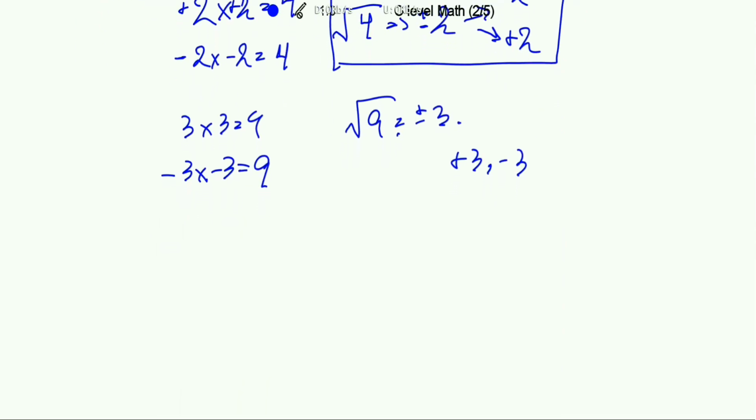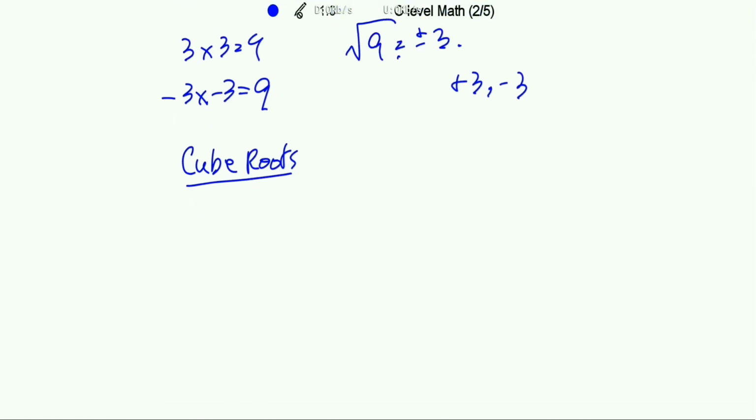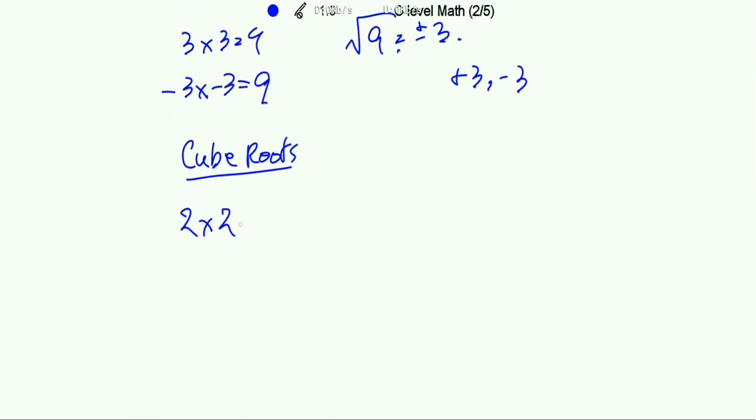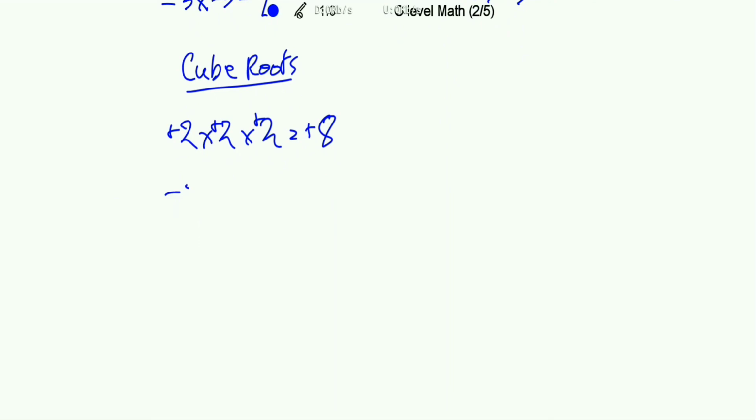But cube root is a different thing. Cube roots: let's say you multiply 2 by 2 by 2, and all the 2's are positive. So it's going to be positive 8. And if I multiply minus 2 by minus 2 by minus 2, it's a different situation. It's going to be minus 8, because minus times minus is positive 4, multiplied by minus 2, and plus times minus is minus 8. So it's a different story for cube roots than for square roots.